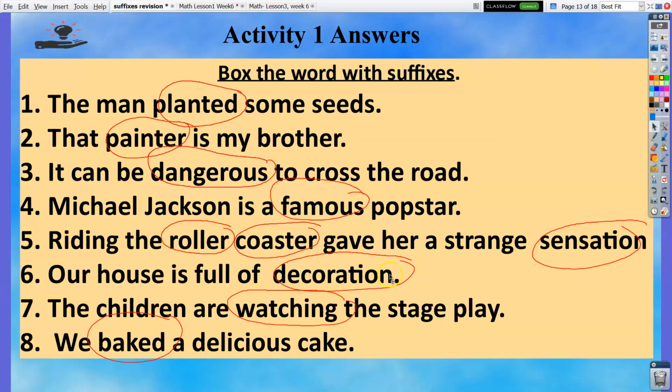Number 6, decoration. 7, watching. And 8, baked. Maybe some of you answered delicious. That is wrong because we don't have root words such as delicacy or deli. So that is wrong. Delicious itself is already a root word. Same also with brother. You think er is a suffix, but it's not because brother is already a root word itself. We don't have broth as a root word, so it doesn't have any meaning at all.